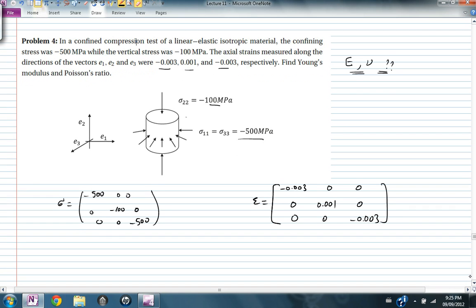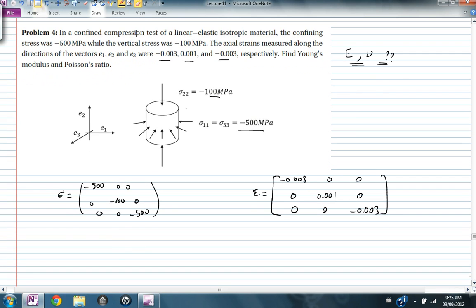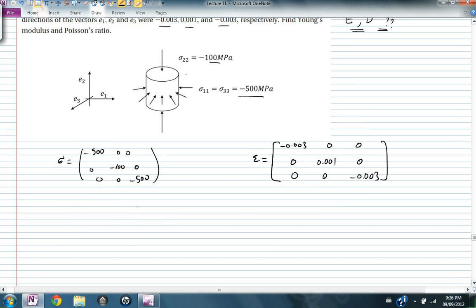And the purpose of the experiment is to find Young's modulus and Poisson's ratio, assuming that this is a linear elastic isotropic material. Okay, epsilon 11 I know is equal to sigma 1 over E minus Poisson's ratio sigma 1 over E. So I know that negative 0.003 is equal to negative 500 over E minus Poisson's ratio.